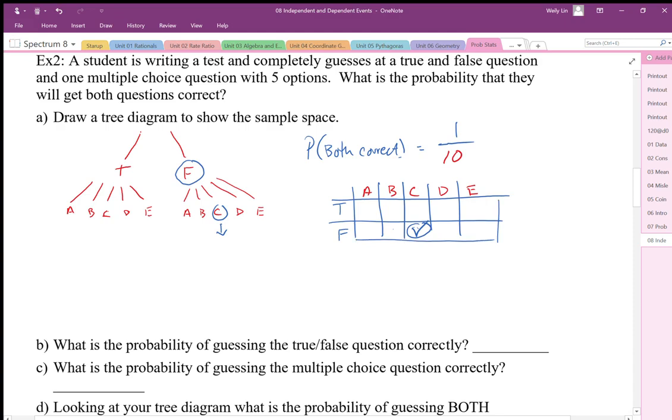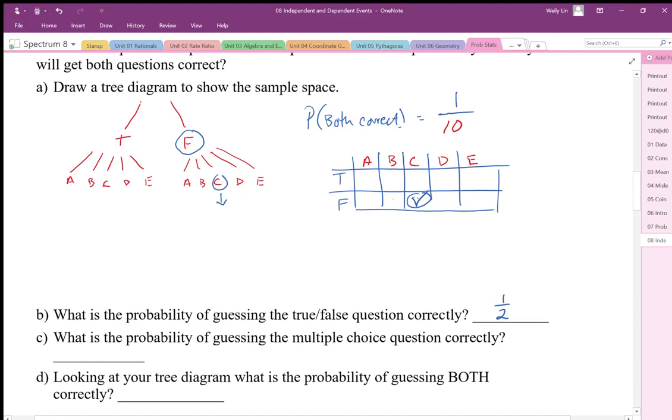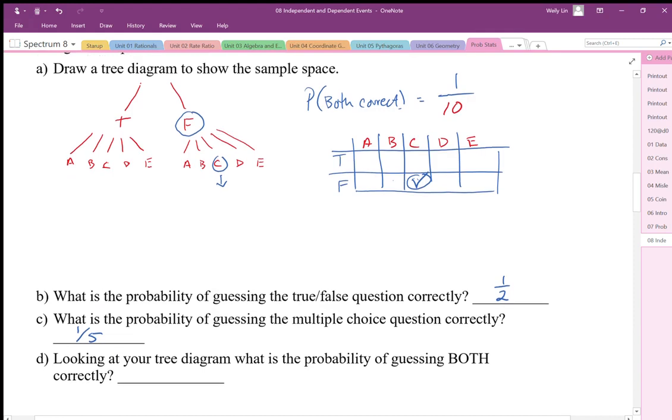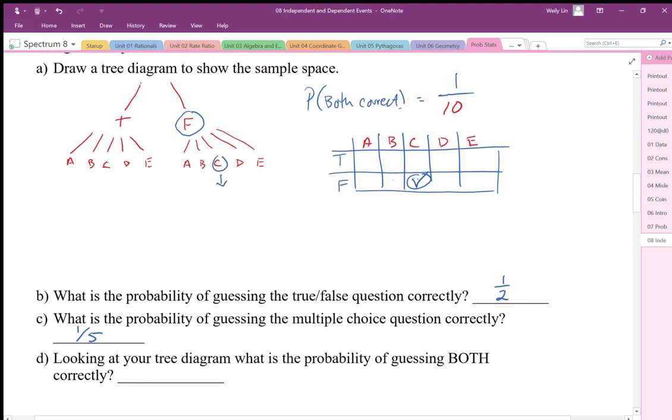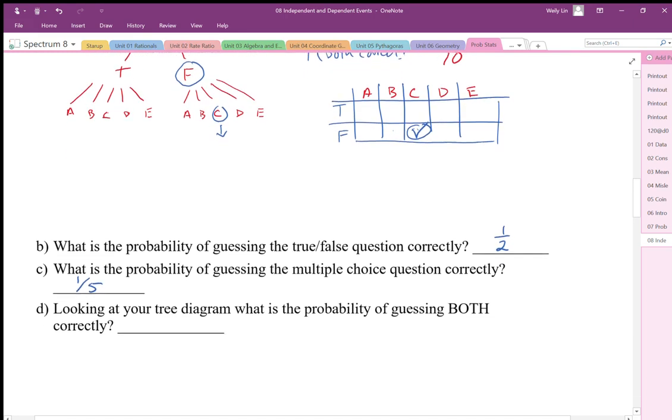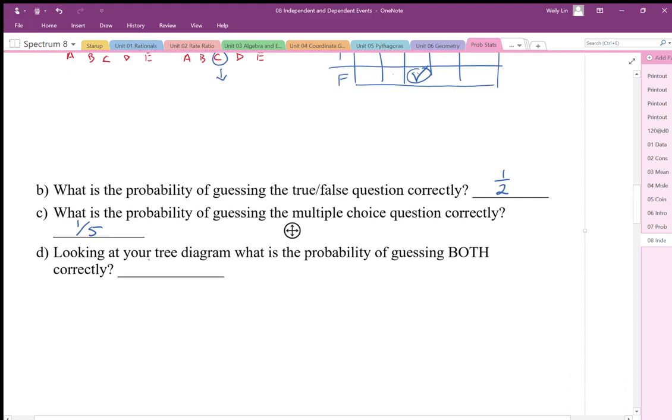So what's the probability of guessing the true false question correctly? Well, that's 50%, so 1 out of 2. What's the probability of guessing the multiple choice question correctly? Well, there's 1 correct answer out of 5 possibilities, so 1 out of 5. So guessing them both correctly is going to be 1 out of 10. We can see in our tree diagram and in our grid diagram that's true.